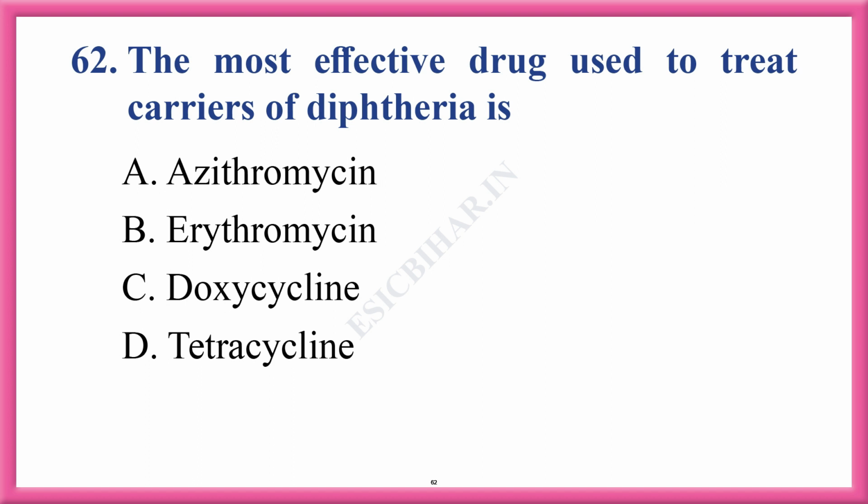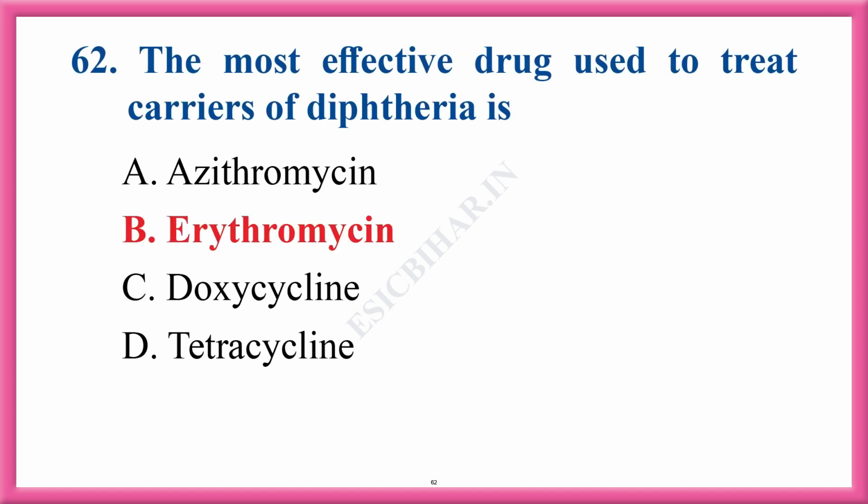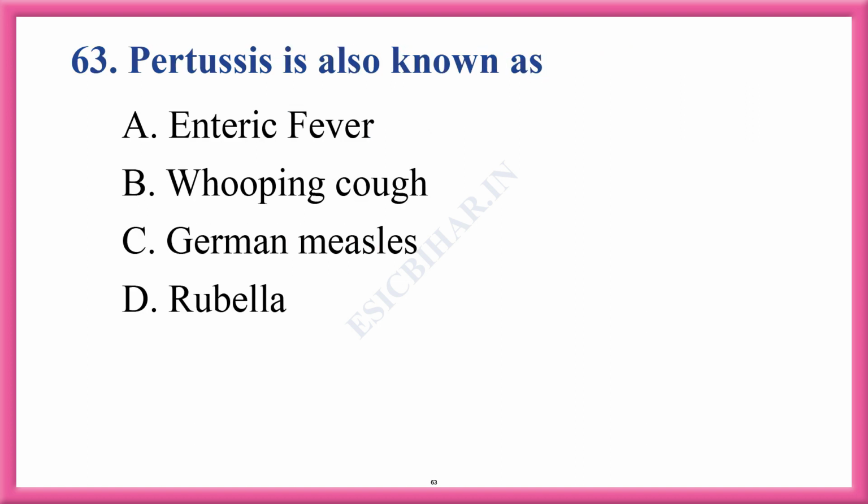Doxycycline. D. Tetracycline. And the answer is B. Erythromycin. Question 63. Pertussis is also known as A. Enteric fever. B. Whooping cough. C. German measles. D. Rubella. And the answer is B. Whooping cough.